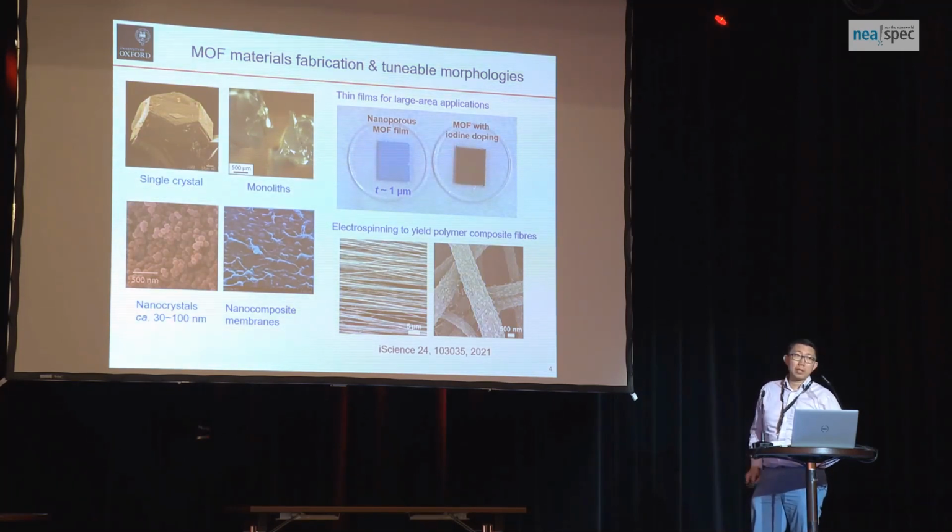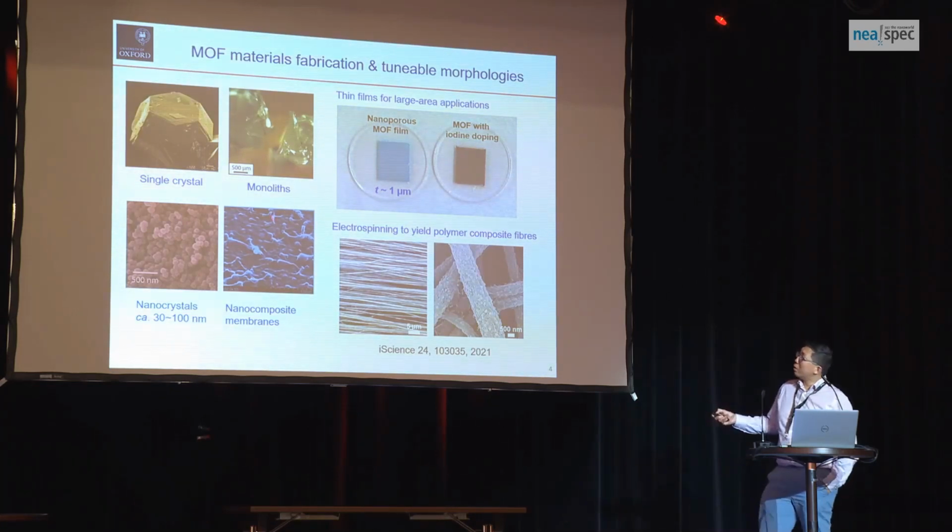Just to show that in terms of materials engineering, you can envisage making the materials or shape them into different morphology and also different architecture. You could start with, of course, single crystal material that are great for basic research. You can think of also making nanocrystals. These guys could be fused together to form what we call monoliths. These are millimeter to centimeter size bulk material that are good to handle.